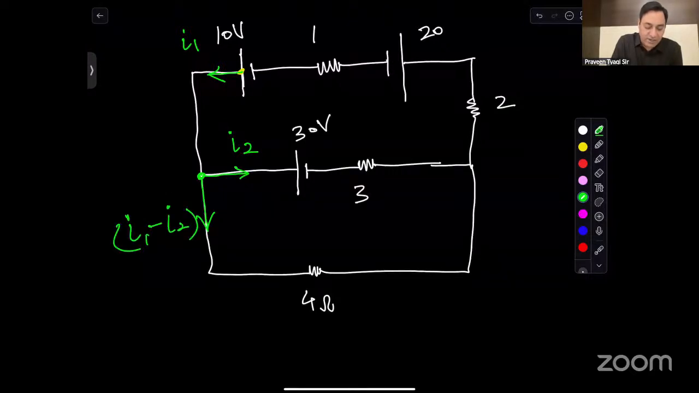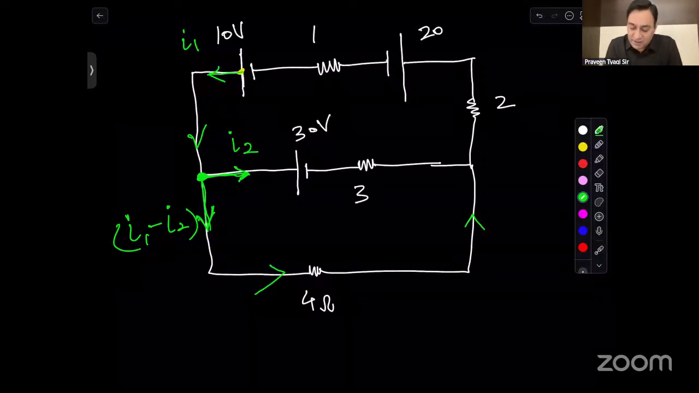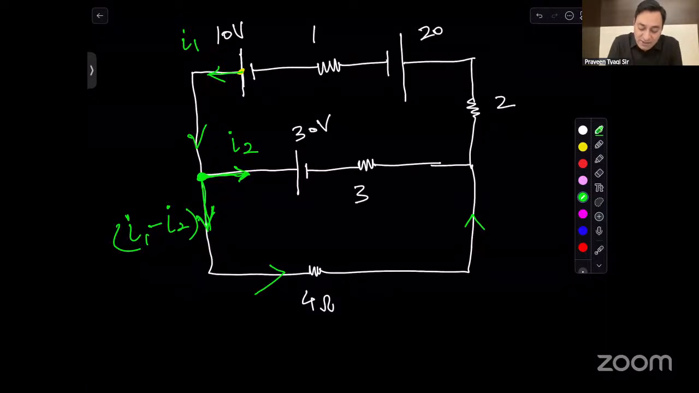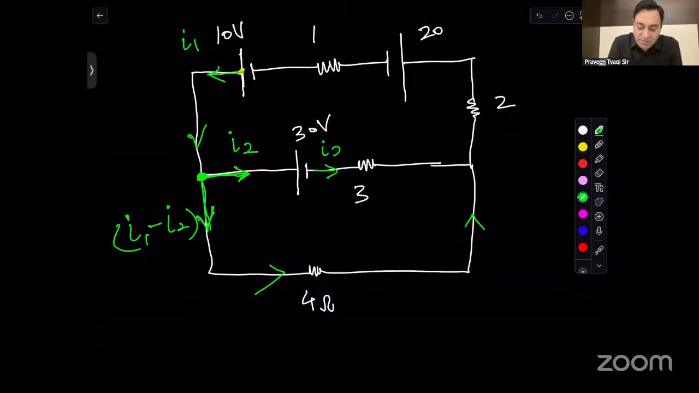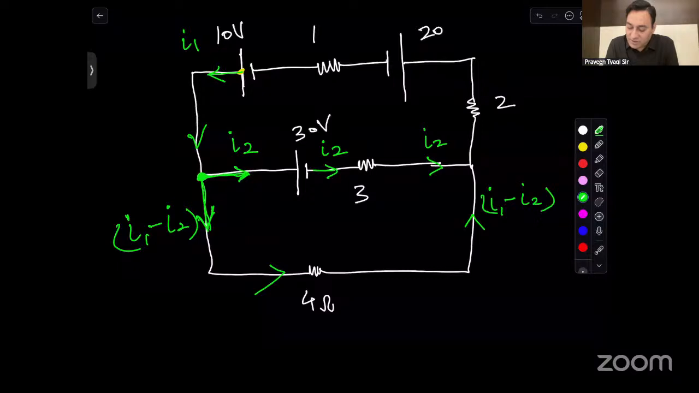Can anyone tell me where did I get this? Why I2 and I1 minus I2? Junction rule, law of conservation of charge. If I1 current is entering this junction and I2 is leaving this side, the remaining current should go this side. And we have applied junction rule. Now, so this is I1 minus I2, it goes like this. Charge cannot disappear anywhere. Now, if I2 entered this battery, I2 should leave this battery. I2 will be moving like this. And this is I1 minus I2 everywhere in this wire.